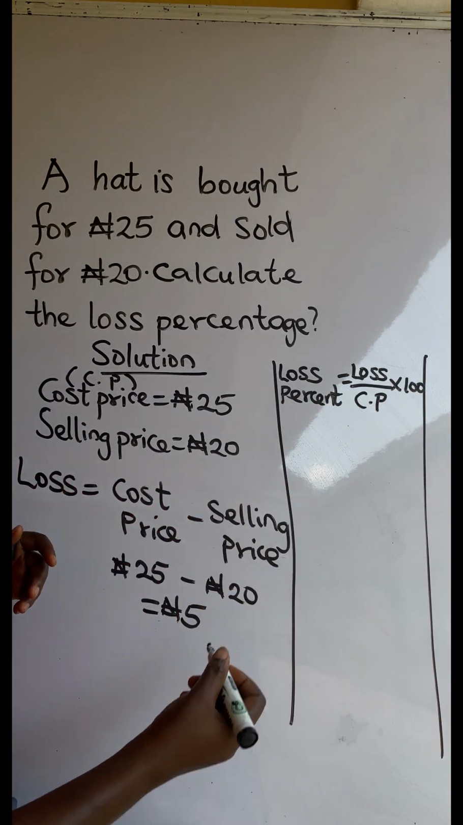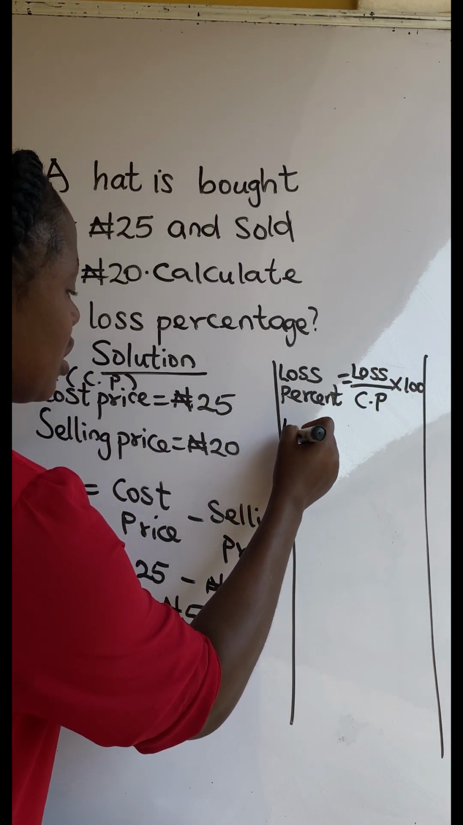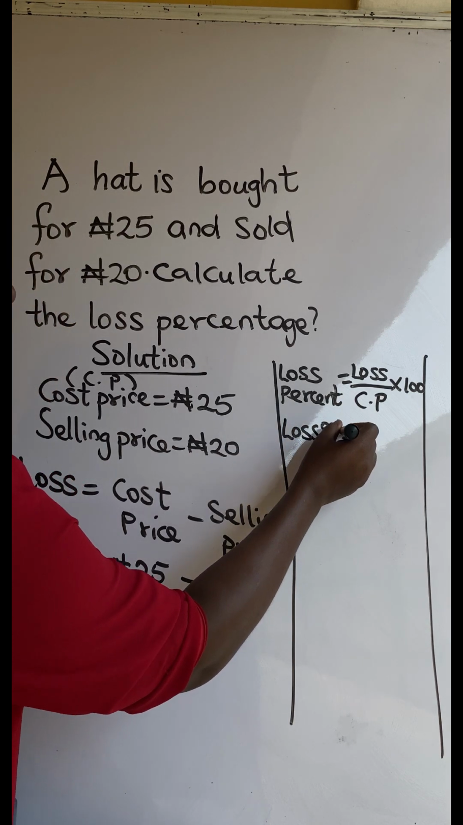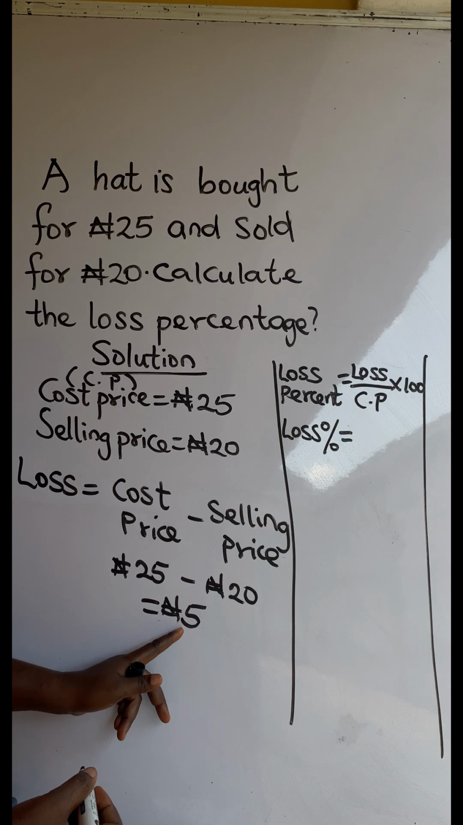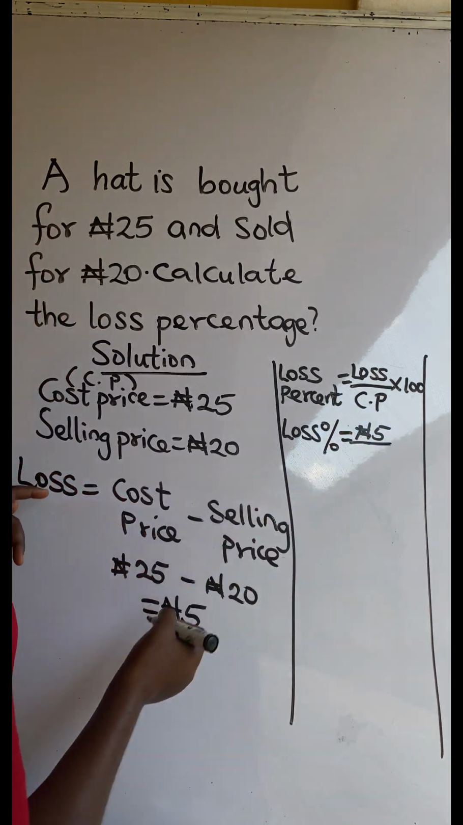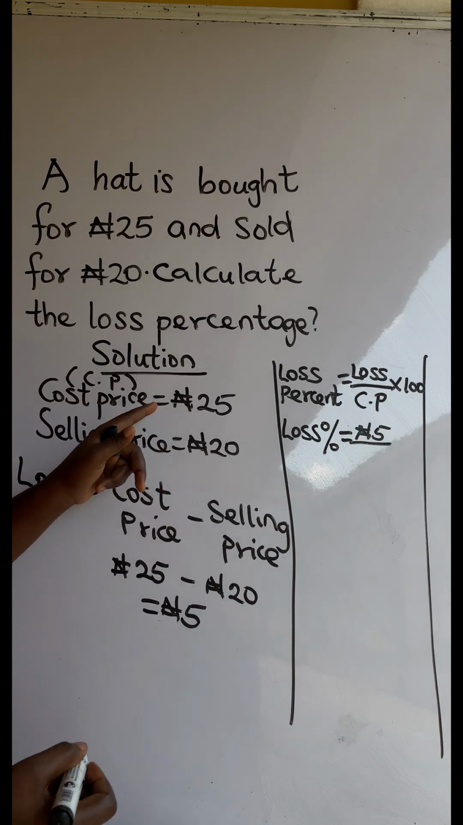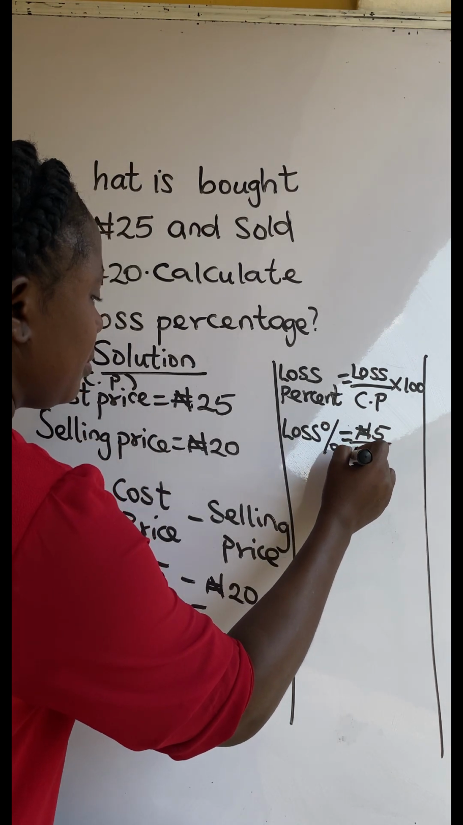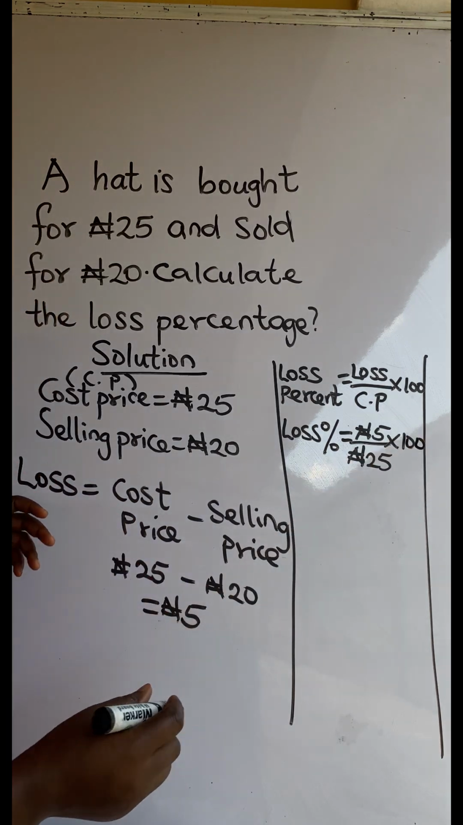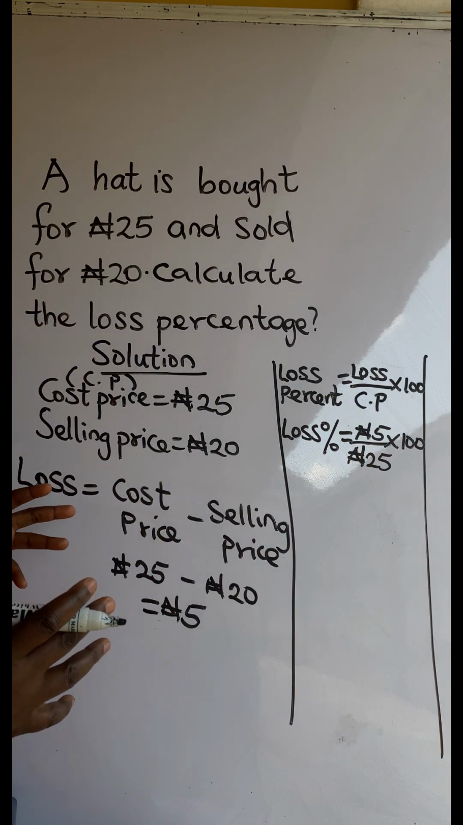Now let us input our values. So loss percent, this is another sign for percentage, is equal to the loss, which is 5 naira, over the cost price, which is 25 naira, multiplied by 100.